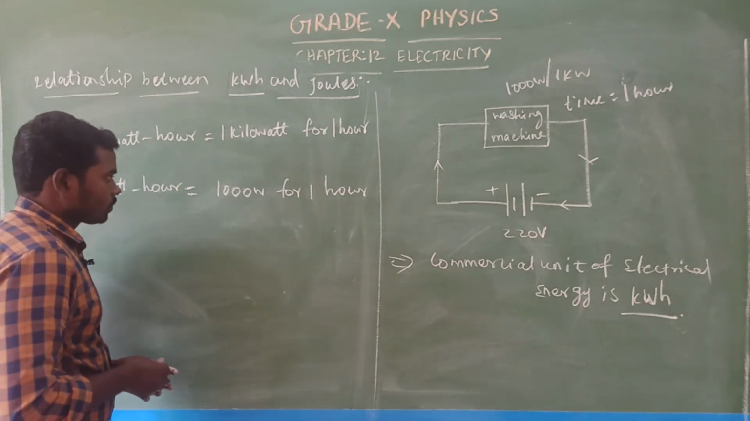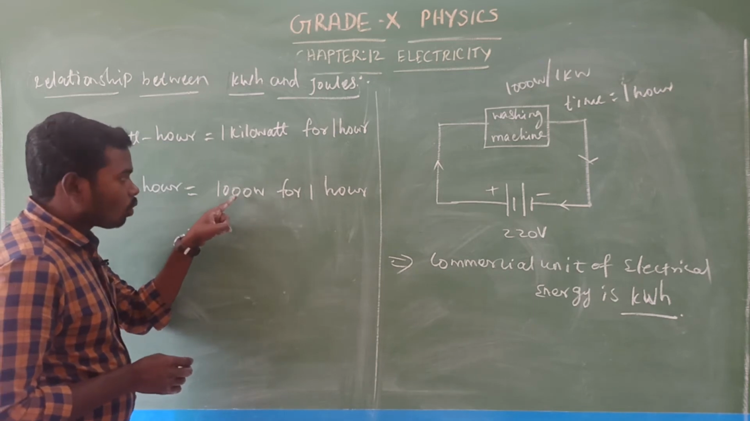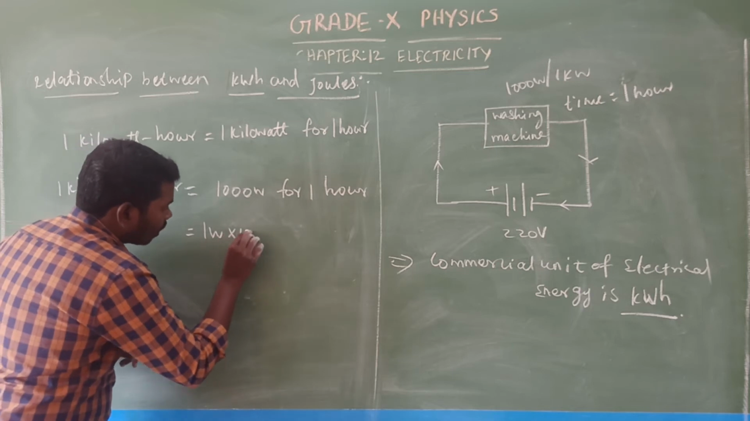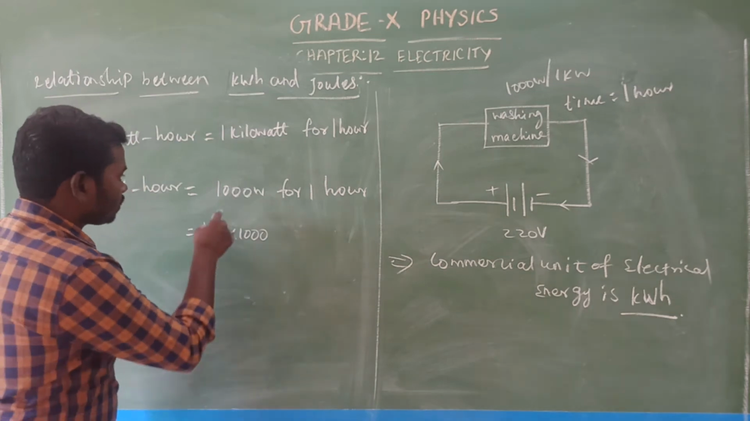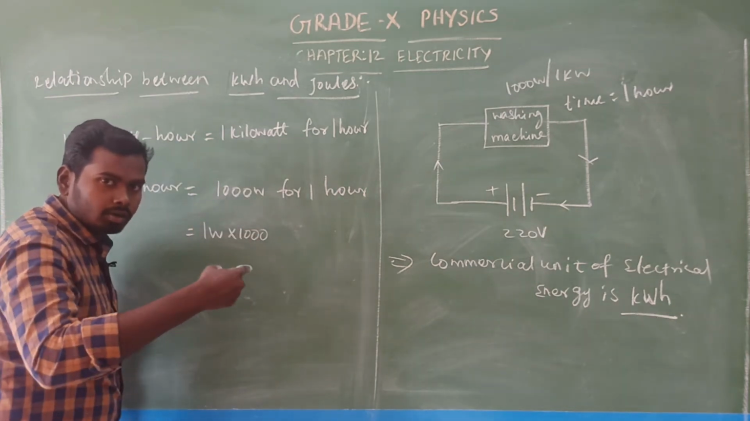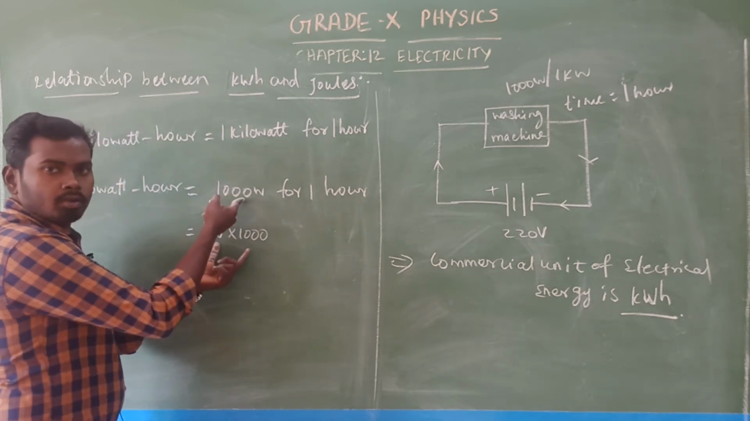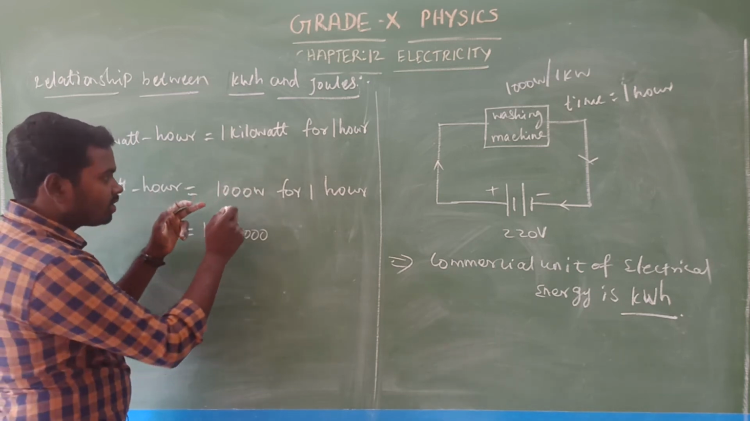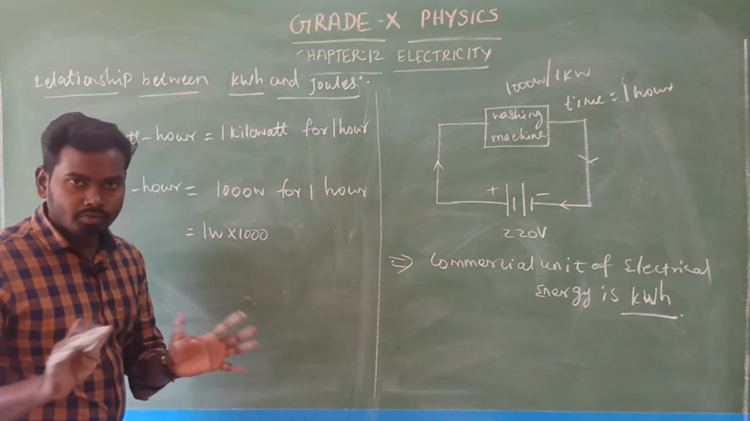Listen here. We can write this 1000 watt in terms of 1 watt into 1000. Am I right or wrong? Obviously we can write. Look at here. We can write this 1000 watt in another manner, 1 watt into 1000. If you add, we can get the same value. I mean, if you add these two, we can get the same value. So we can write this term like this. Both are same. You don't get confusion. Okay.